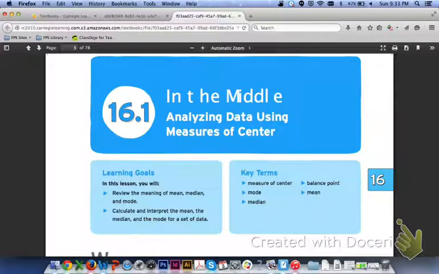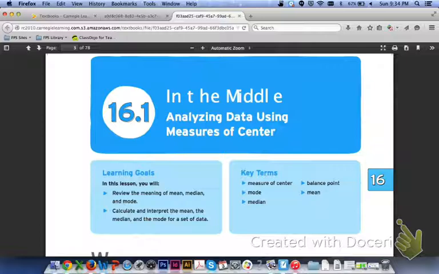Our lesson today is about analyzing data using measures of center. It's called In the Middle. It's lesson 16.1. In this lesson, we will review the meaning of mean, median, and mode, which I know that many of you have dealt with in the past, especially in 5th grade math. And we'll also calculate and interpret the mean, the median, and the mode for a set of data.